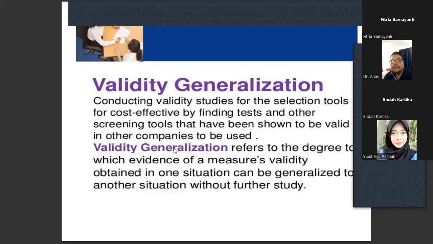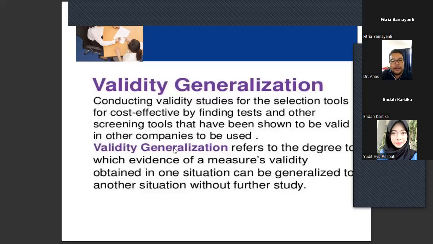Okay, so this is the type of test. We can classify tests according to whether they measure cognitive abilities, which are mental abilities, motor and physical abilities, that means your body, your height, your weight, and then personality and interest.